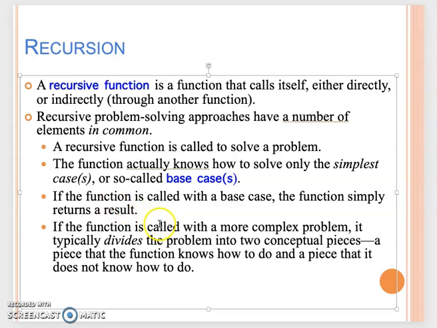But if the function is called with a more complicated problem and doesn't have a base case, that's still fine. Because if the problem is more complicated, that usually is a recursive problem. It's very complicated, but they always can divide the problem into two conceptual pieces: a piece that the function knows how to do, and a piece that it doesn't know what to do. And when it doesn't know what to do, the problem can be simplified. So once there is a problem you don't know how to do, you can simplify it into the simplest one.